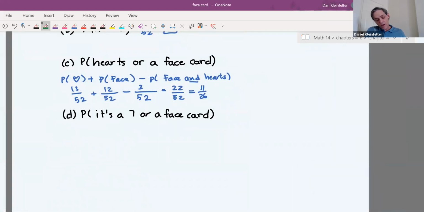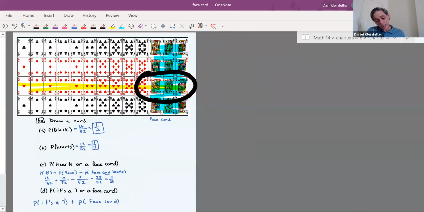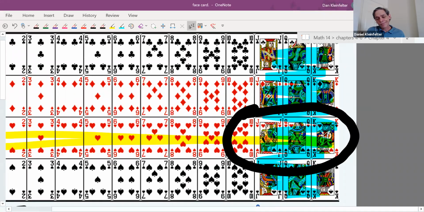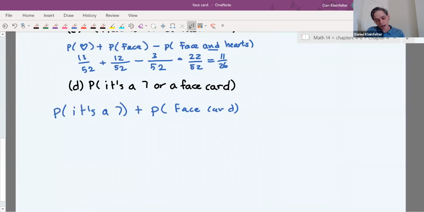Okay, one more. We picked a card, and we want to know the probability that it is a 7 or a face card. Okay, so think about that. We're going to add the probability that it's a 7 and the probability that it's a face card. We don't have to do any subtraction this time because, do any of the 7s have faces on? No, 7s are not face cards. So they're disjoint events, and so we don't have to worry about any kind of subtraction.